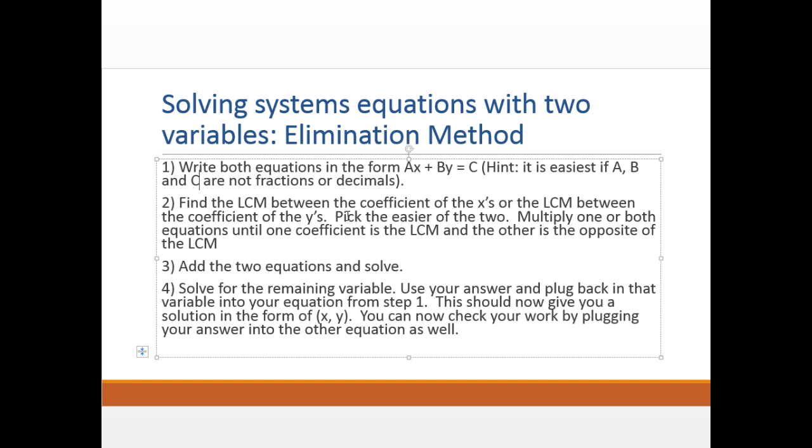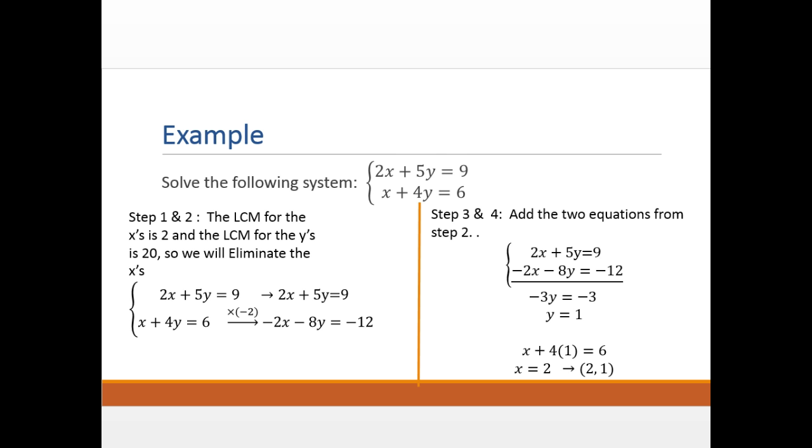In other words, we'll talk about least common multiple in a second. If you have a least common multiple of 5 and another least common multiple of 60, you pick the smaller number. We're then going to multiply one equation until one of the coefficients is the least common multiple, and the other is the opposite of the least common multiple. So we want one to be positive and one to be negative. We're going to add the two equations together and solve, and then we're going to solve for the remaining variable. Again, this is kind of confusing, so let's just walk it through.